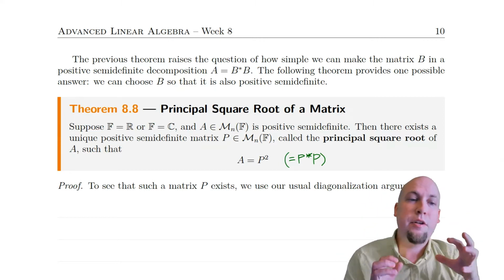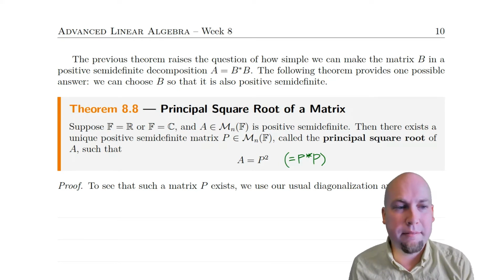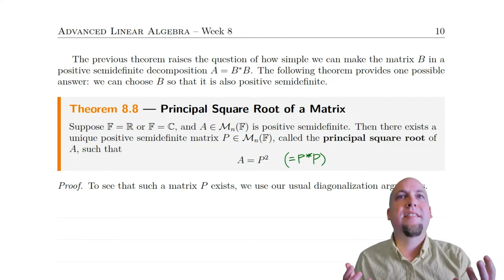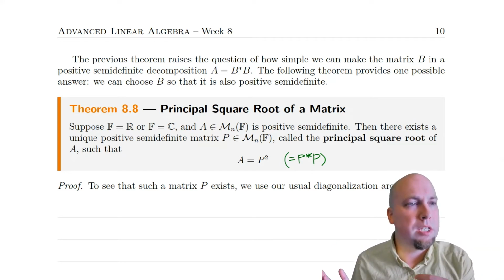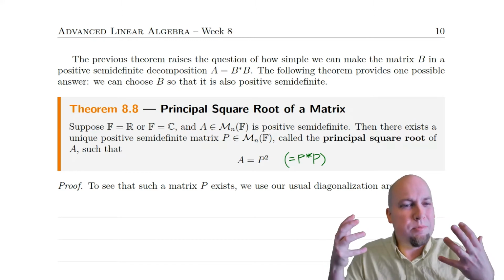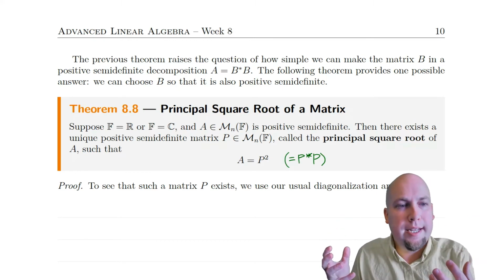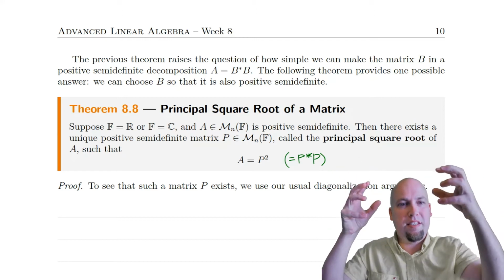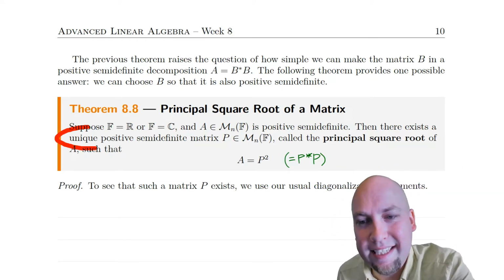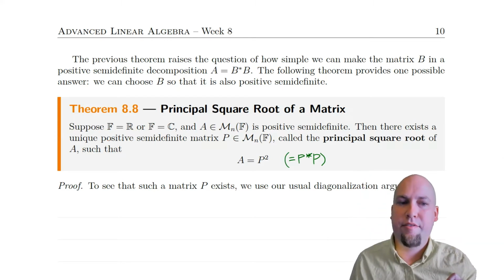So we give that unique positive semi-definite matrix a name. We call it the principal square root of A. And in a sense, this is nothing different than what we've done before with square roots. We've already talked about how to take square roots of a matrix. The only really new thing here is that if you take a square root of a positive semi-definite matrix, there might be a whole bunch of different square roots, but there's exactly one that is positive semi-definite.